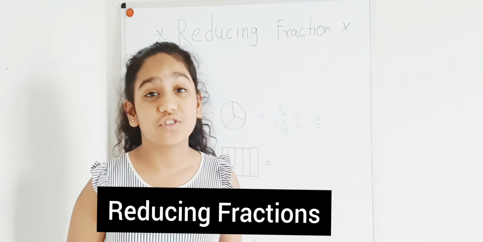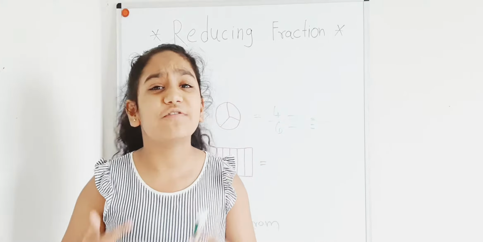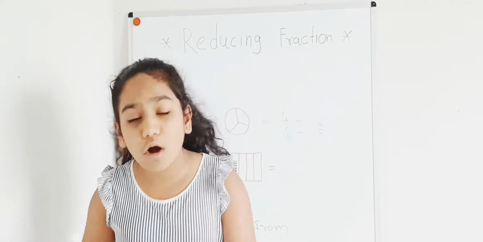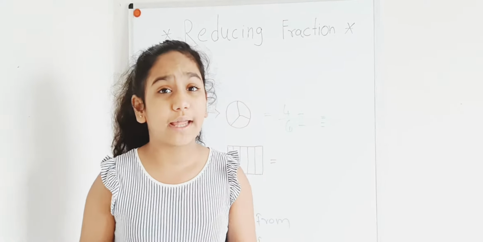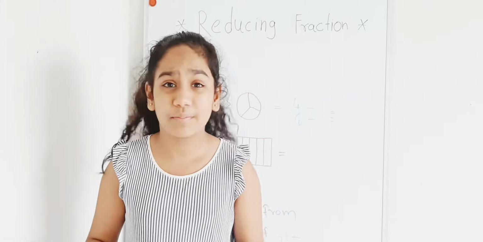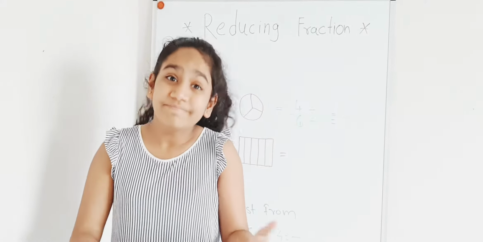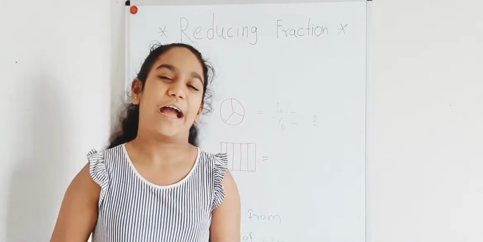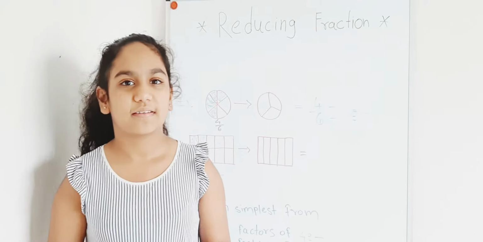So what is reducing fractions? Reducing fractions is, well, you take a big number and you make it as small as you can. And when you get very low and you can't make it any smaller, that's when you get a reduced fraction.